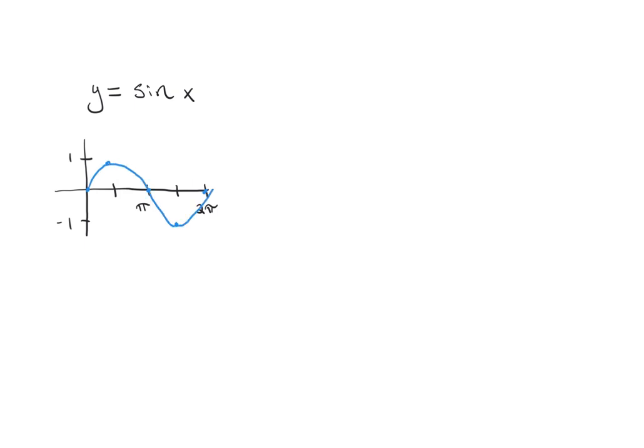And now let's think about these points. So we've got the points (0, 0), (pi over 2, 1), (pi, 0), (3 pi over 2, negative 1), and then (2 pi, 0).